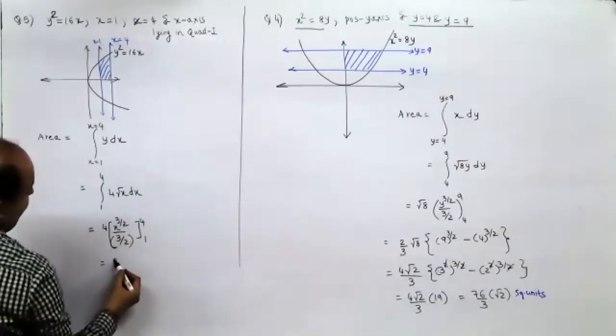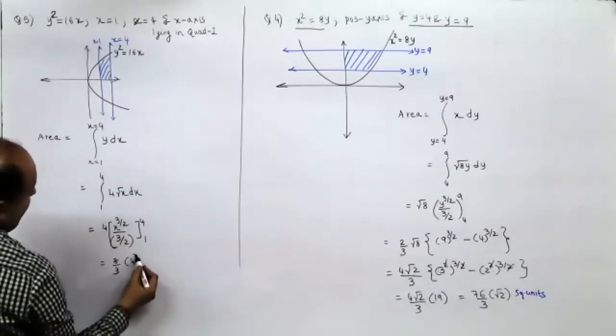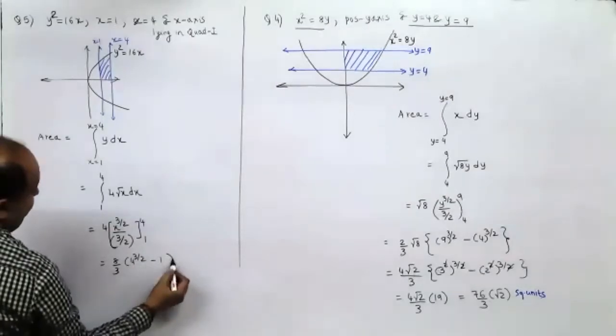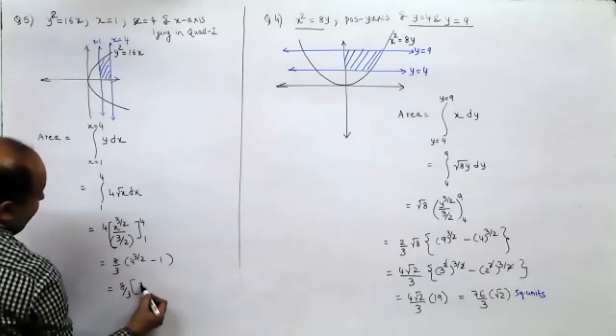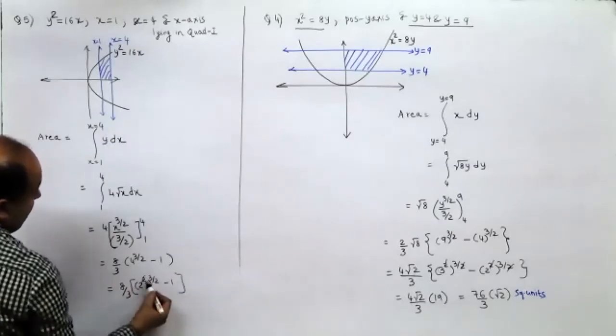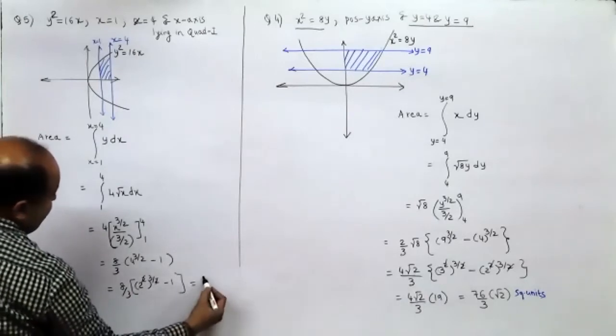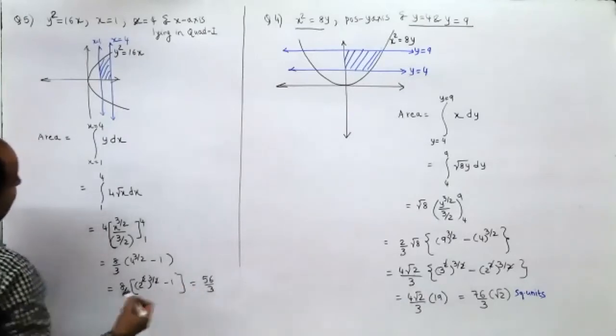So it is 8 by 3, and this is 4 raised to 3 by 2 minus 1 raised to 3 by 2. This would be 8 by 3, this is 2 square raised to 3 by 2, minus 1. So 2 and 2 gets cancelled. 8 minus 1 is 7. 56 by 3.